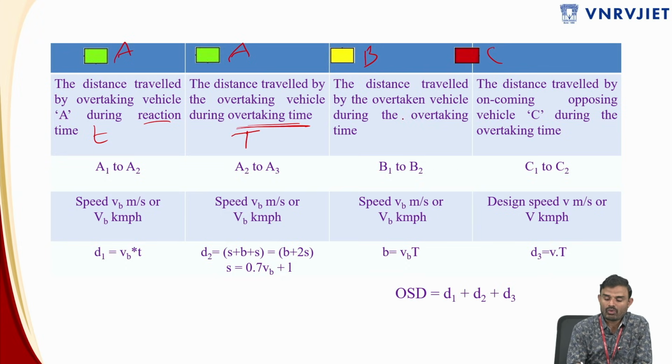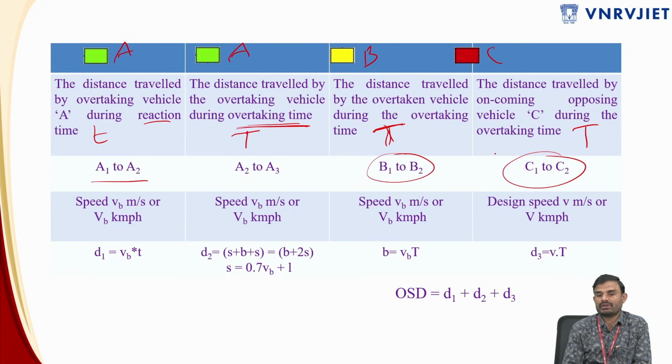In a similar way, the distance traveled by the overtaken vehicle, I told you that vehicle B is the small, slow moving vehicle, which we call the overtaken vehicle. The time for which it is going to travel is capital T. And the distance traveled by the oncoming opposing vehicle C during the overtaking time is also capital T. The position from A1 to A2 is before the overtaking operation. We are interested only in A2 to A3, the overtaking time, and vehicle B is traveling from B1 to B2 during the overtaking time, and vehicle C is moving from C1 to C2 during the overtaking time.